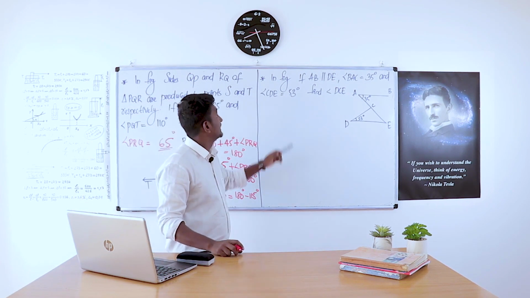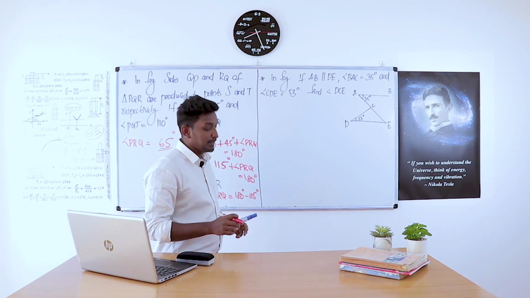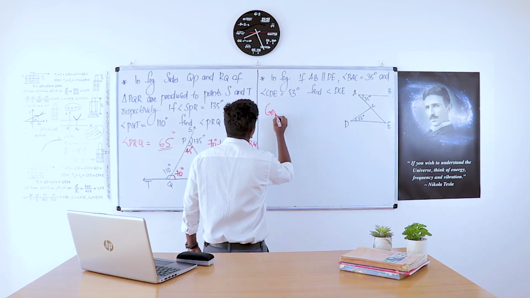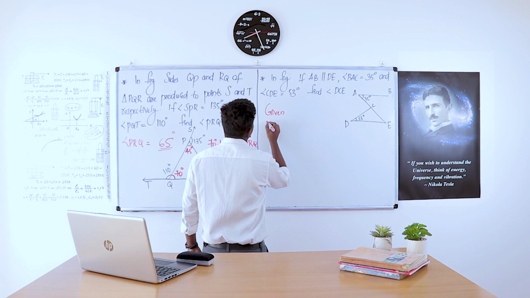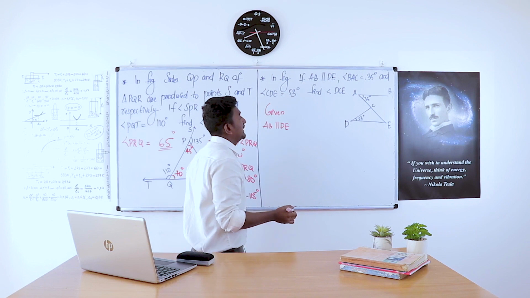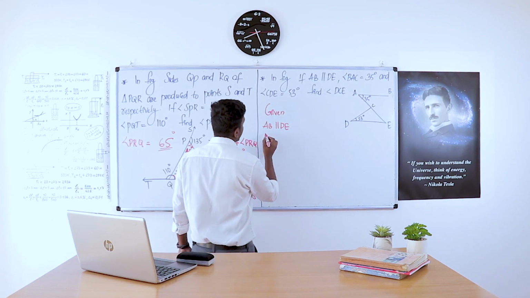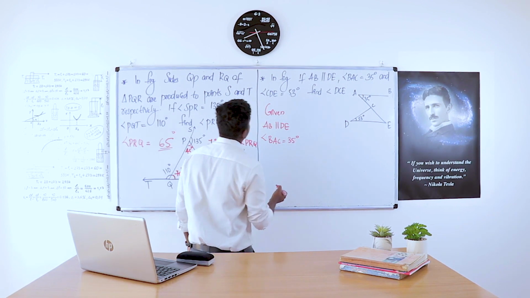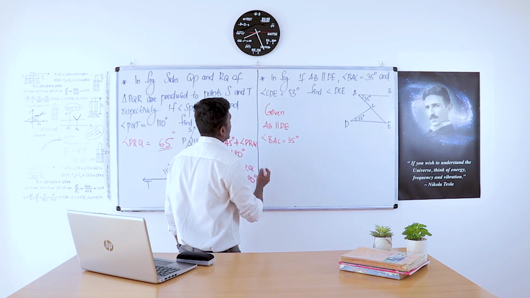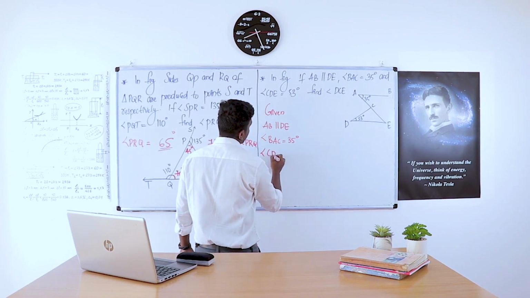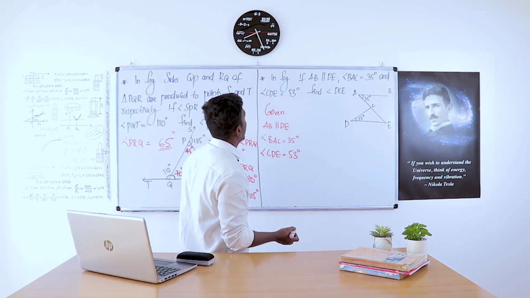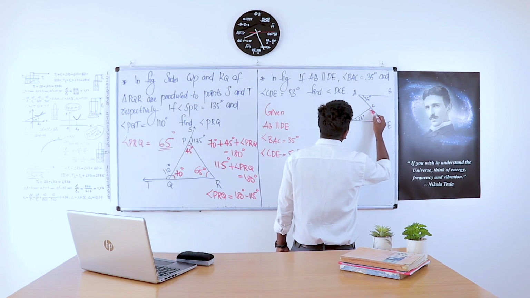The next question is, in the figure, if AB is parallel to DE. This is our given condition: AB is parallel to DE. Angle BAC is equal to 35 degrees and angle CDE is equal to 53 degrees. We have to find angle DCE. We have to find this angle.